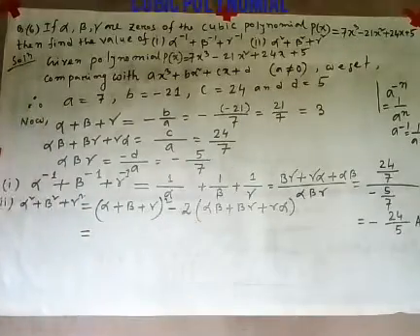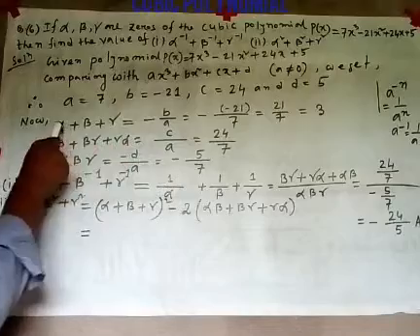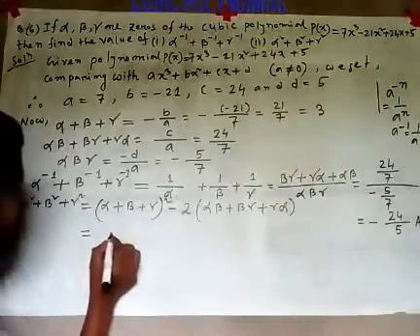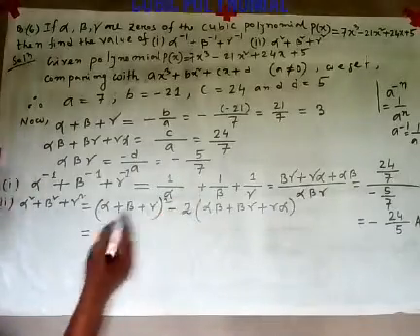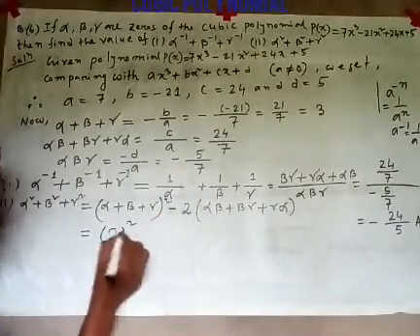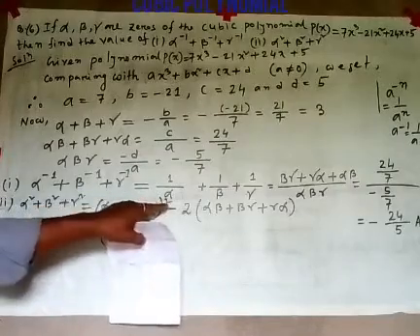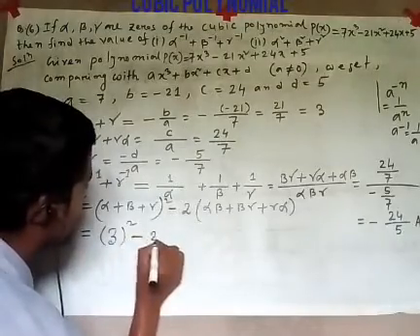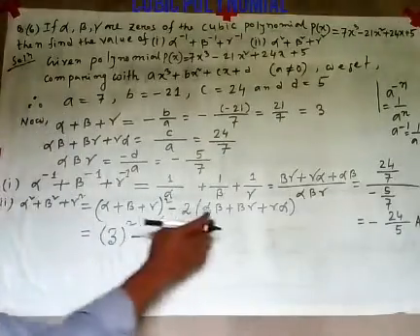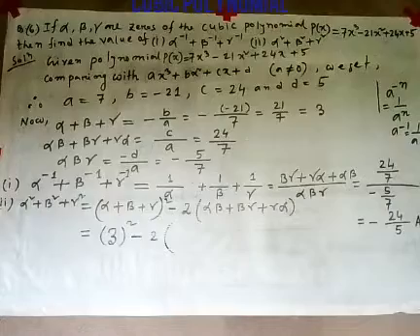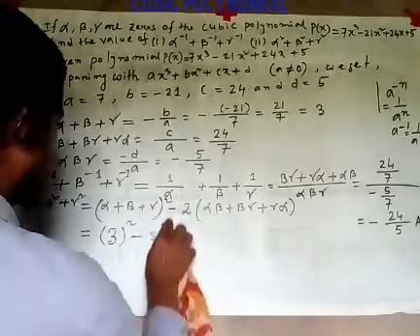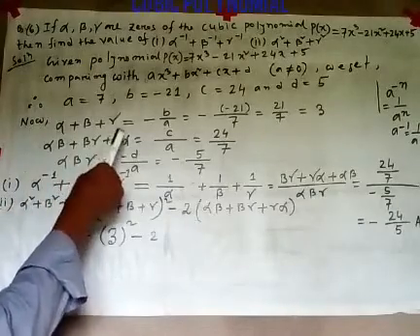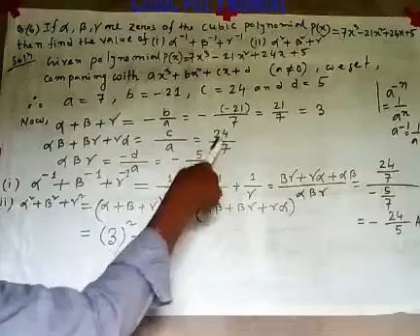This is equal to, put the value of alpha plus beta plus gamma. What is the value we are getting? 3. So we can write here 3. Since there is a square, there will be a square. So 3 square minus 2 times, now again we have to put alpha beta plus beta gamma plus gamma alpha. What is the value? Look at the board. Alpha beta plus beta gamma plus gamma alpha. What is the value? 24 by 7.